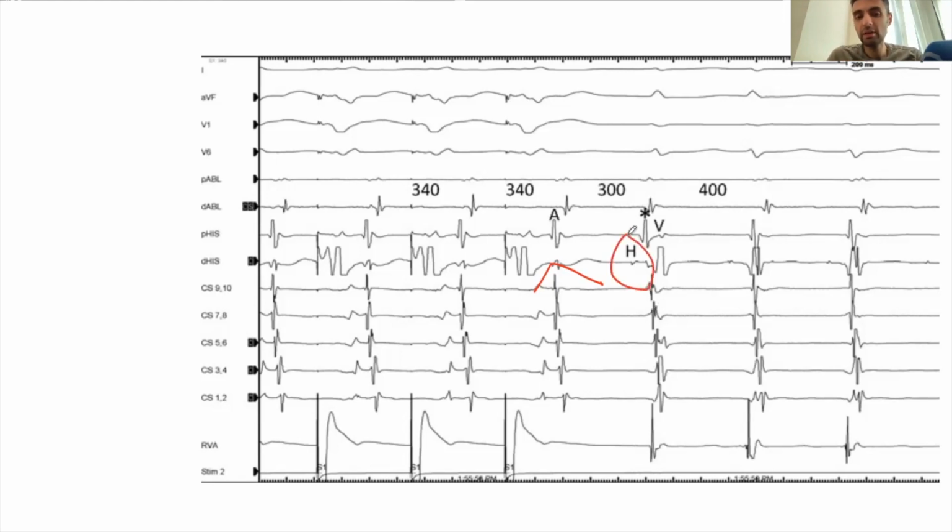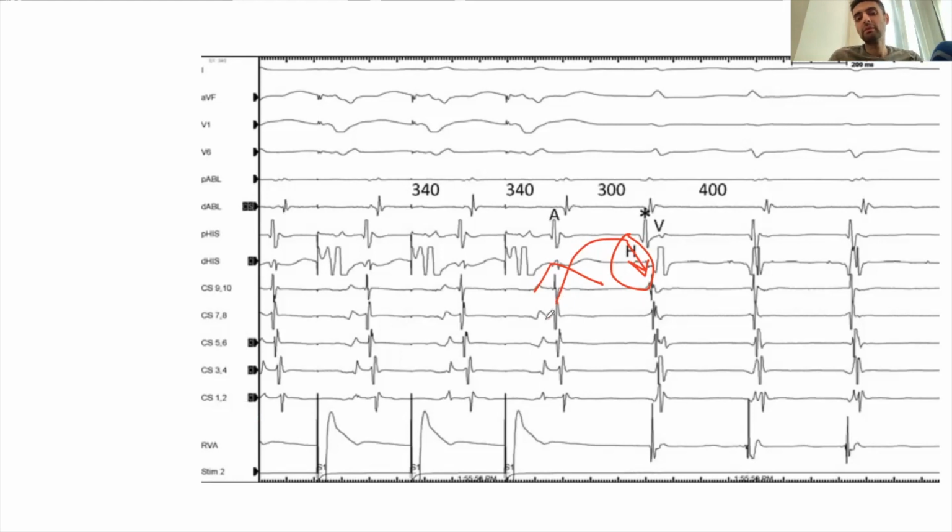But if you see His, then you know if it's a VAAV response or AH response. Okay, so this is why His is helpful. So you know this A went down the His and then into the V, because His came in earlier.